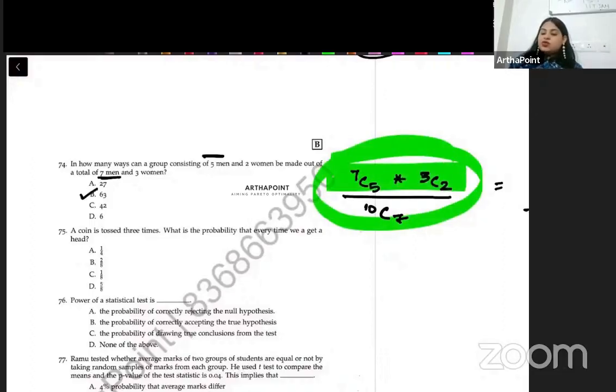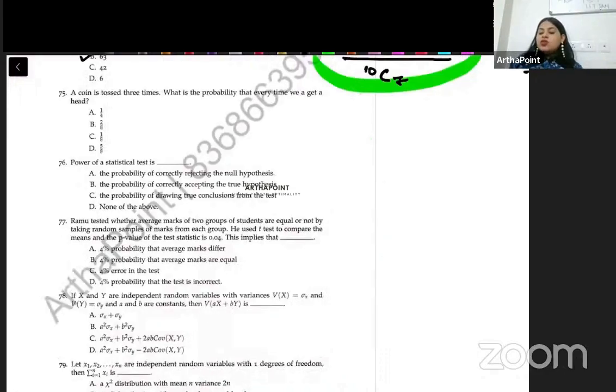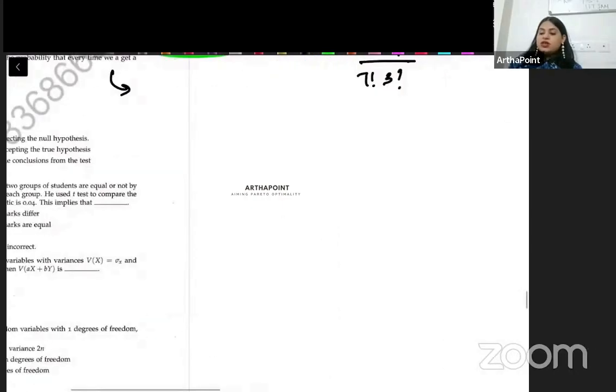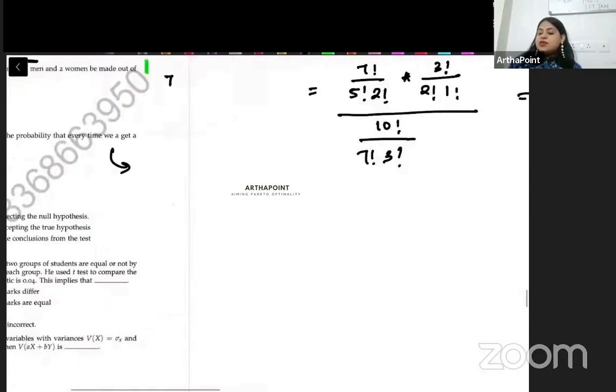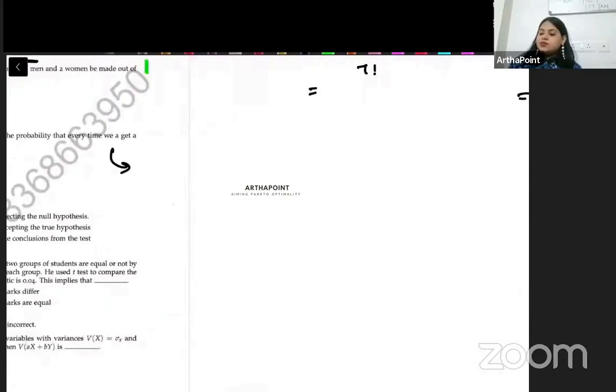Okay, come to the next question. A coin is tossed 3 times. What is the probability every time we get a head? Arey, bahut simple hai. So if you remember the sample space, you would have seen that when I toss the coin 3 times, my sample space looks something like this.